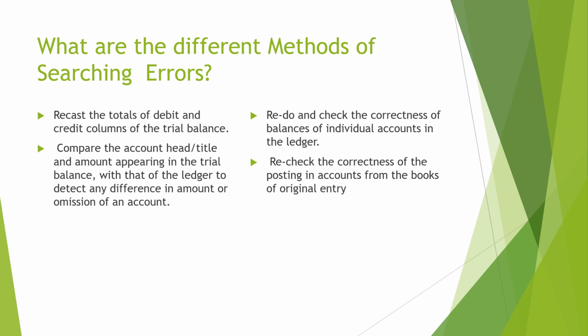What are the different methods of searching for errors? How can we find them? Recast the totals of the debit and credit columns of the trial balance. Compare the account heads, titles and amounts appearing in the trial balance, then redo and check the correctness of balances of individual accounts. Later, recheck the correctness of posting in the accounts. These are all the processes by which we find errors.